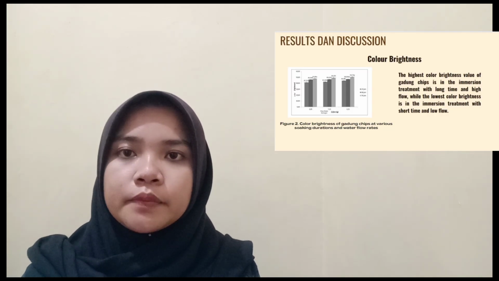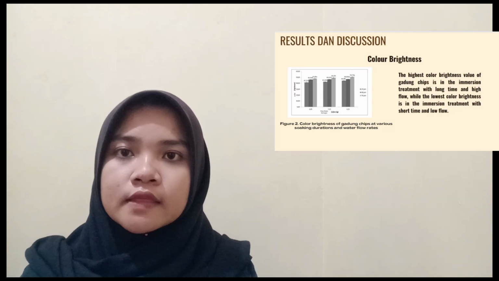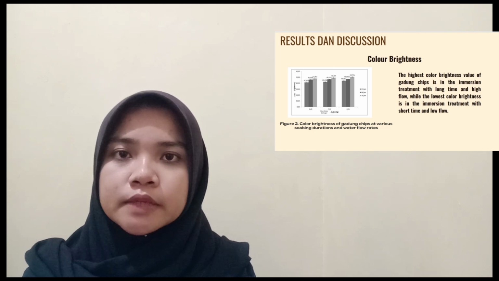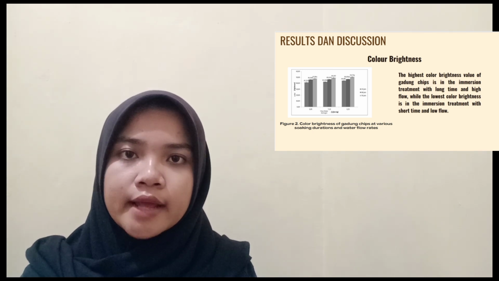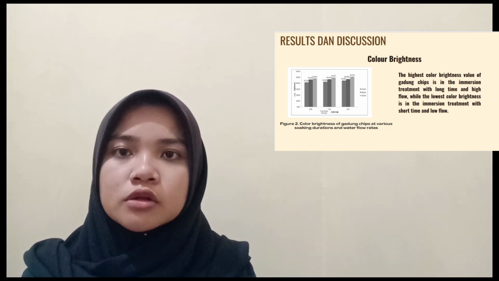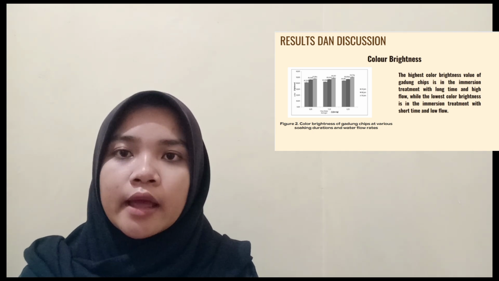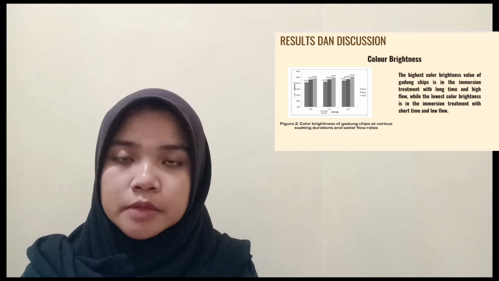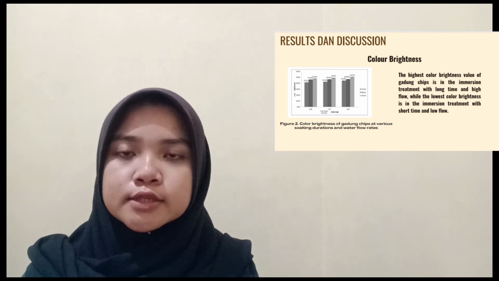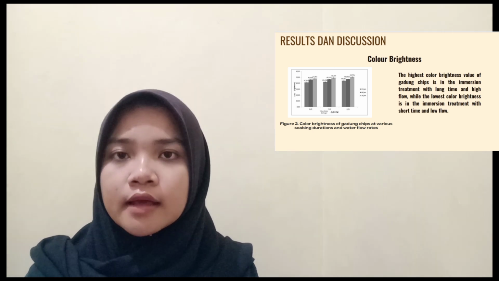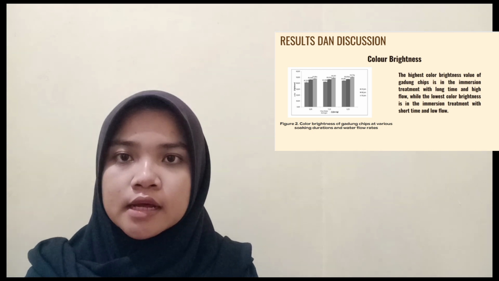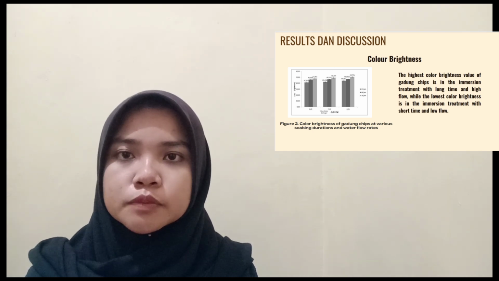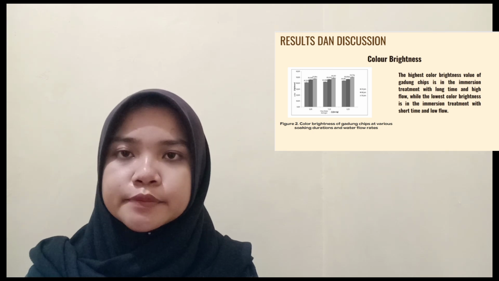The second is color brightness. The graph shows that the highest color brightness value of gadung chips is in the immersion treatment with long time and high flow, while the lowest color brightness is in the immersion treatment with short time and low flow. This happens because the sap attached to the chips will be lost as the soaking time lengthens. In addition, the high water flow discharge will help erode the dirt on the surface of the chips so that the color of the chips is brighter.